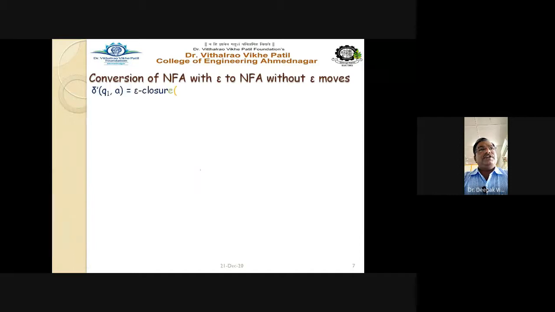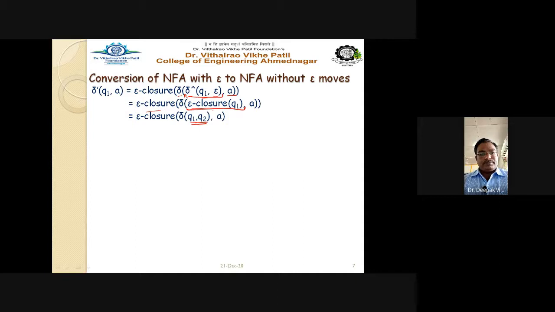So take this transition delta dash Q1 on A. In the same way, for Q1 on A, the equation tells us epsilon closure of delta cap Q1 comma epsilon, A. Now, epsilon closure of delta cap Q1 epsilon means what? It is nothing but your epsilon closure of Q1. So what is the epsilon closure of Q1? The epsilon closure of Q1 value is Q1, Q2.